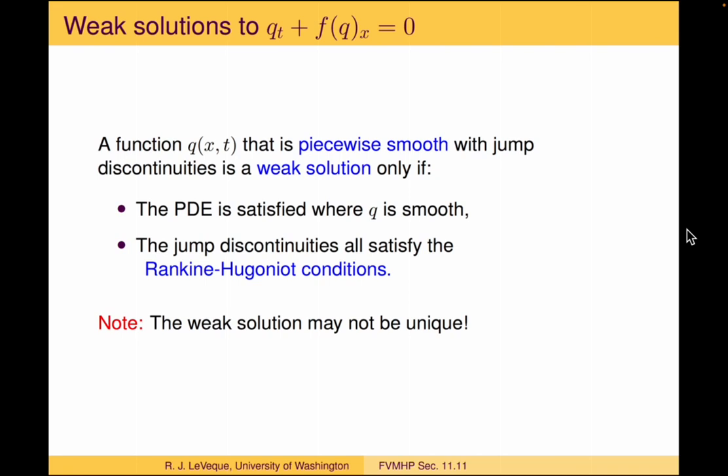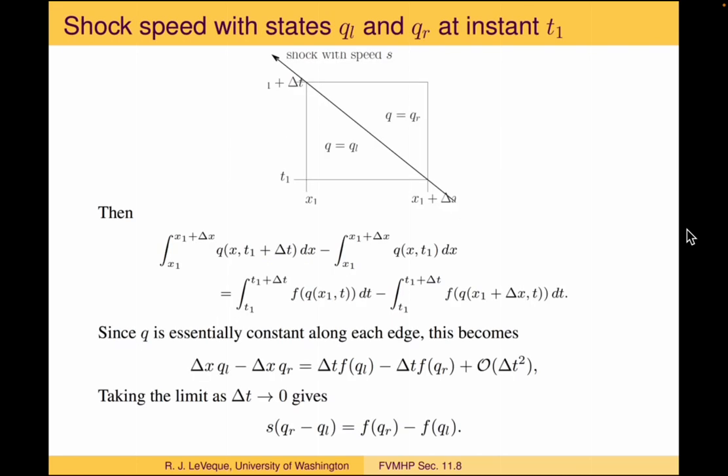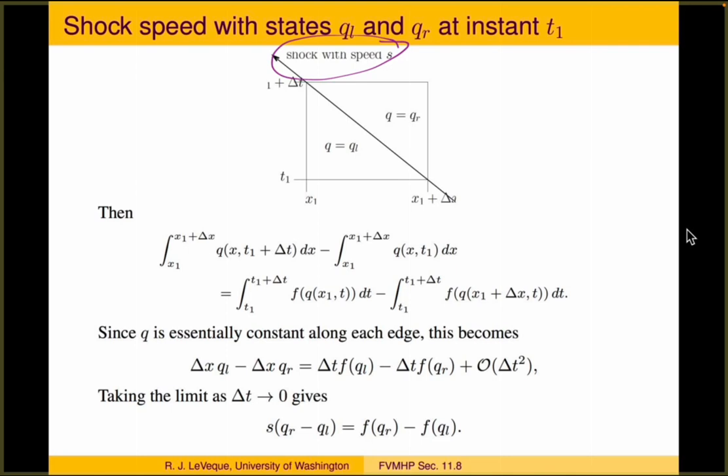But for now, we're going to take a look at this Rankine-Hugoniot condition, which is the condition that has to be satisfied across a jump discontinuity in order to be a weak solution. And the idea here is that we're going to look at the xt plane, and we're going to zoom in on a shock wave that's propagating with some speed s in the xt plane. So again, this is t going upwards, x going this way, and we've zoomed in on a bit of the shock where it's essentially moving at constant speed.